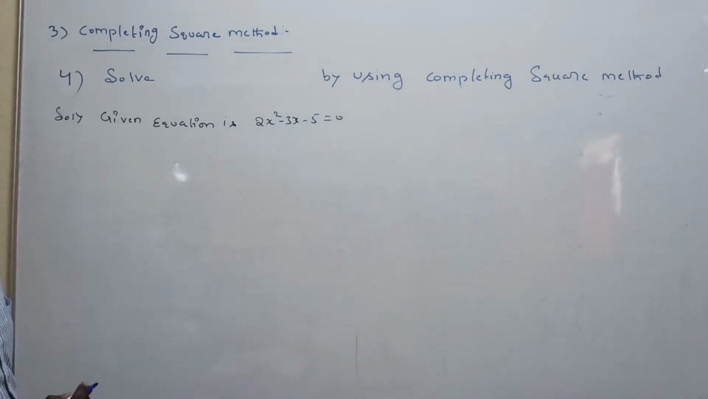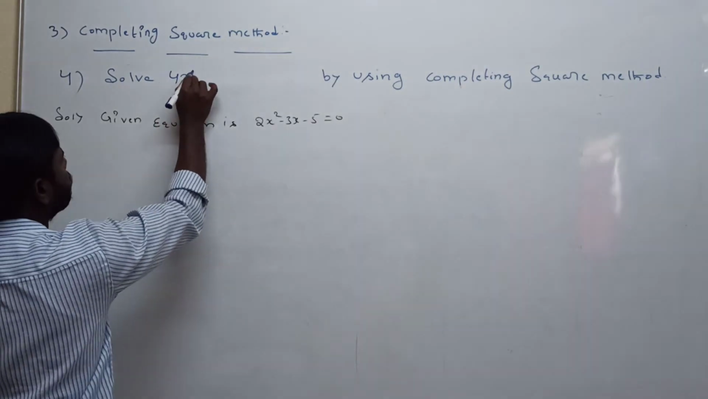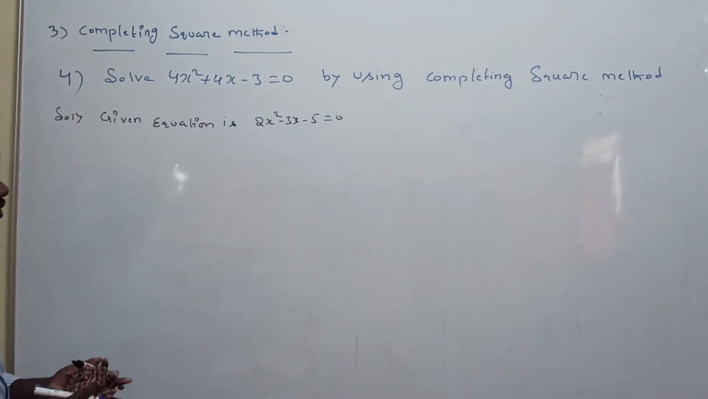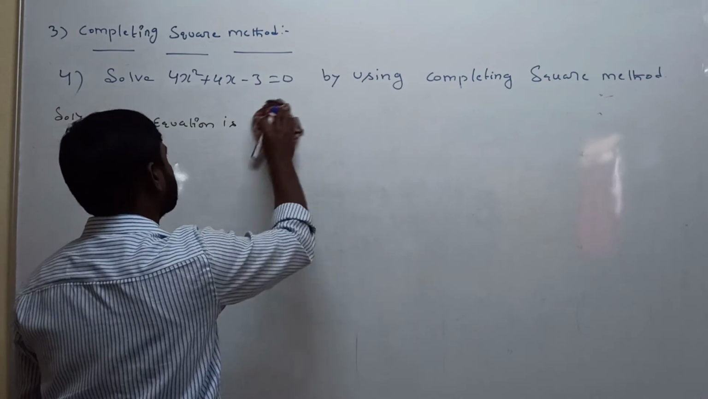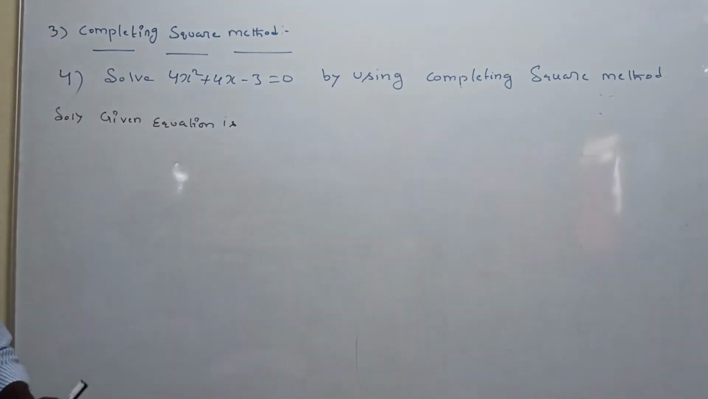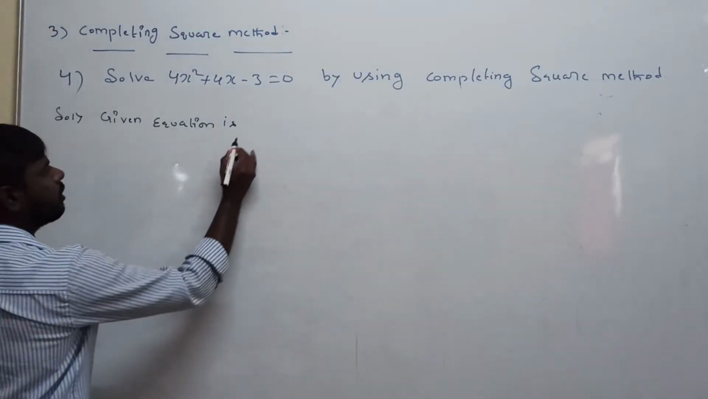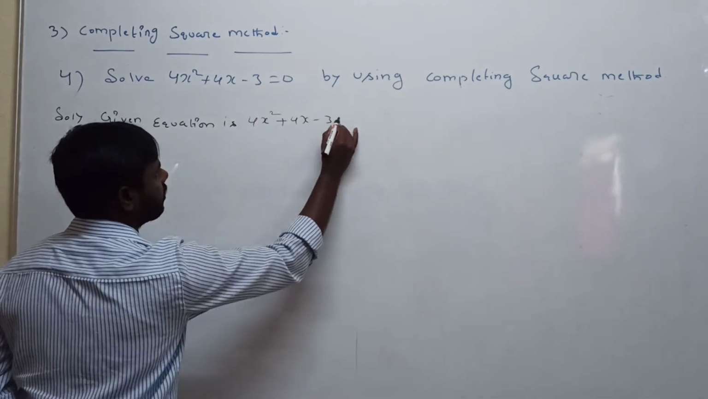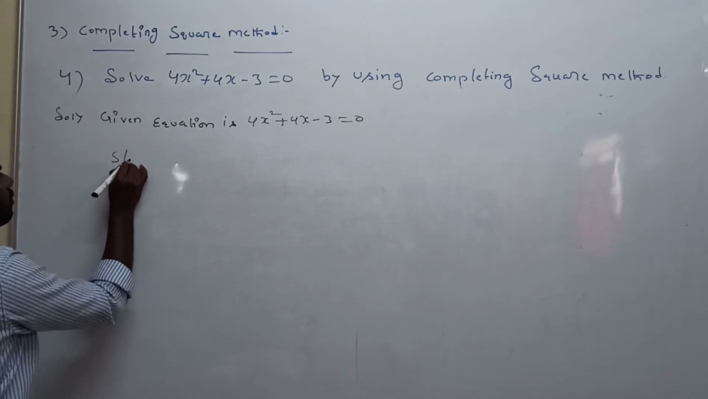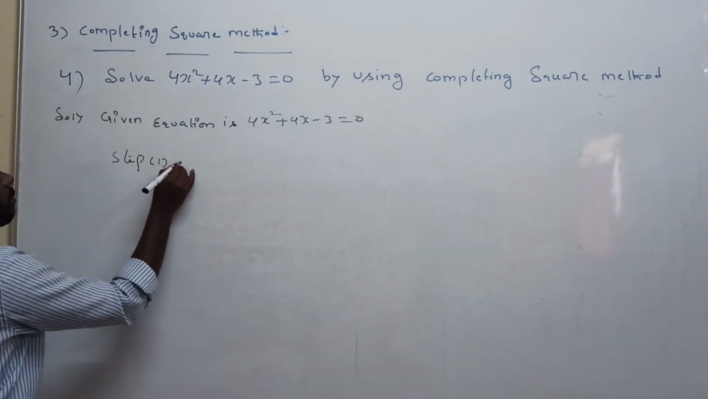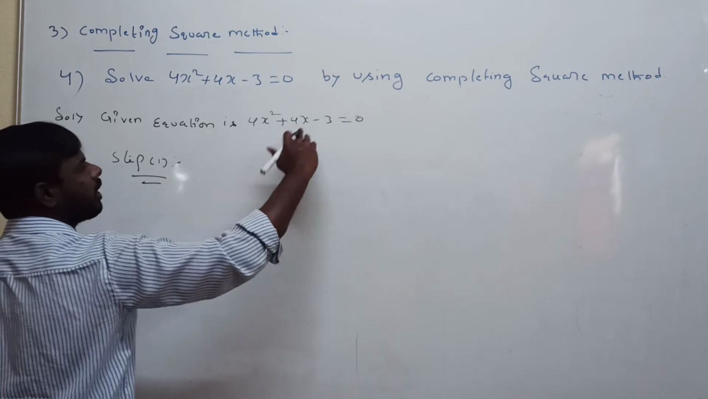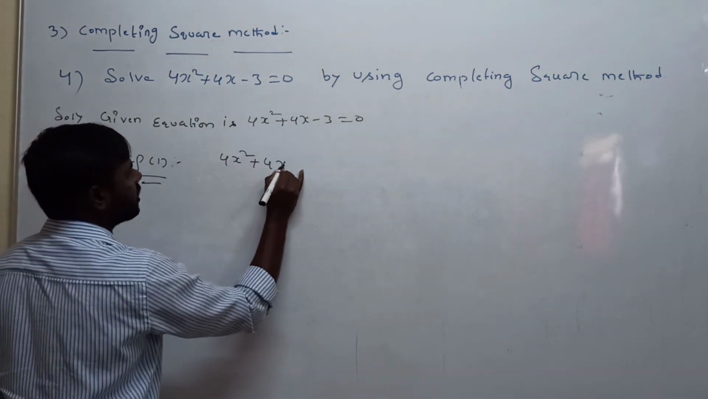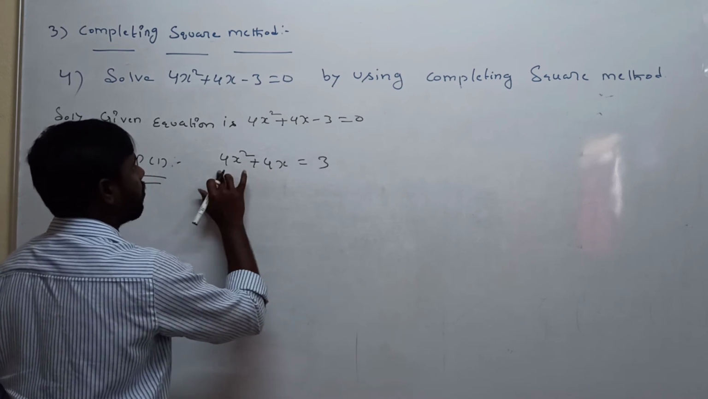The fourth question is solve 4x square plus 4x minus 3 is equal to 0. Here also x square coefficient 4 is there. That's why first of all you are eliminating the 4. So first as it is, you should write 4x square plus 4x minus 3 is equal to 0. Step 1. You are writing, understanding step 1. Step 1 is constant will take right hand side. Constant here is minus 3, take right hand side, we get the value plus 3. X square also should be 1.